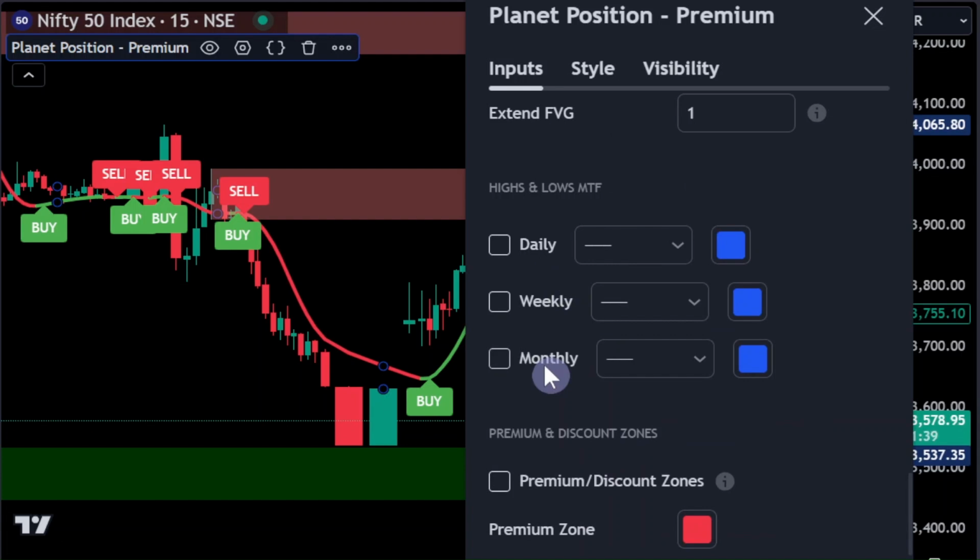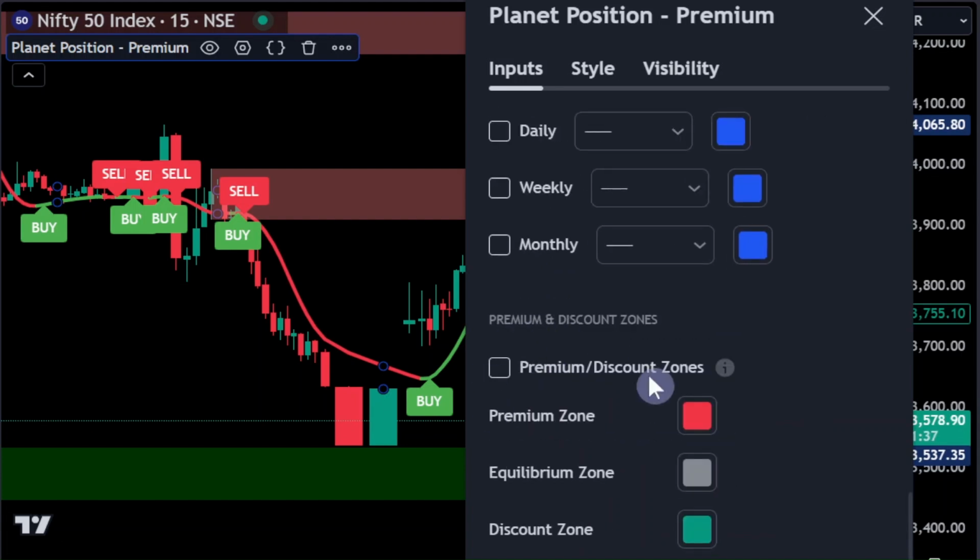Finally, the indicator highlights premium and discount zones. These zones provide a visual representation of areas where the market might be overbought or oversold. Buying in discount zones and selling in premium zones can help you align your trades with market sentiment.